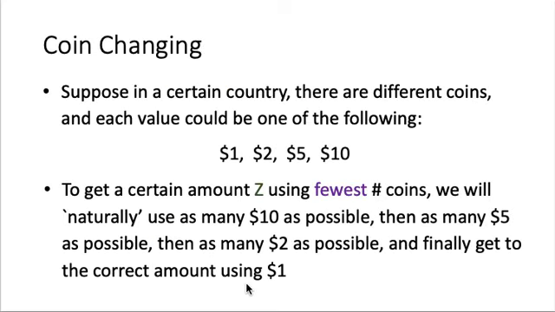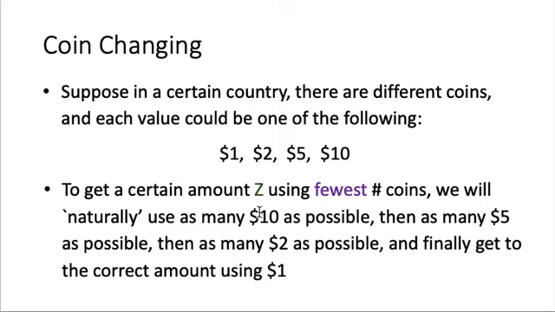So let's start. Okay, now let us consider the following coin changing problem that appears in our daily life. Suppose that in a certain country, there are different coins, and the value of a coin can be one of the following. We could have a $1 coin, a $2 coin, a $5 coin, and a $10 coin. We want to get a certain amount Z using the fewest number of coins.